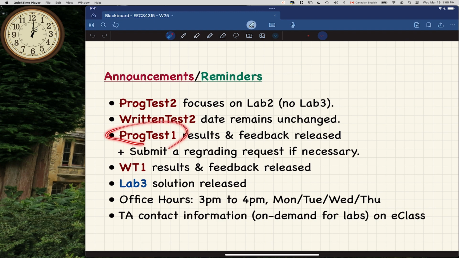And programming test 1, if you still want to speak to me, let me know, and we can talk. Written test 1 is there. There's not really a regrading procedure. So whenever you want to talk about your written test 1, and you want me to go over the answers with you during the office hour, just drop by. I think a good number of your fellow students already did that. So we can help you on that. That can be helpful for your final exam. And office hour is the same. TA contact information is the same.